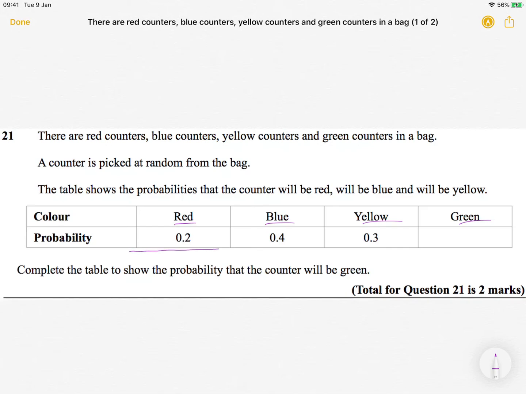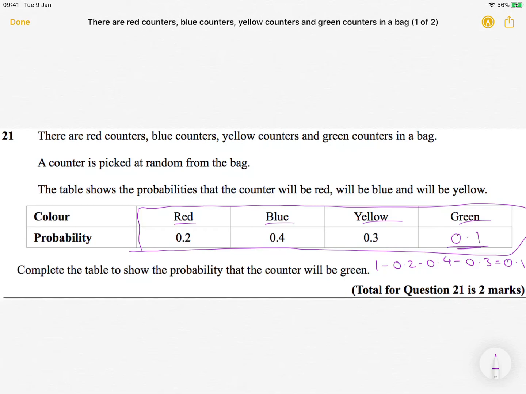Well, I know that all of these here are all my possible outcomes, so I know in total they must sum to 1. So that means that if I do 1, take away 0.2, take away 0.4, take away 0.3, I'll get what the probability of being green is. So 1 take away 0.2 is 0.8, take away 0.4 is 0.4, take away 0.3 is 0.1. So that's my final answer.